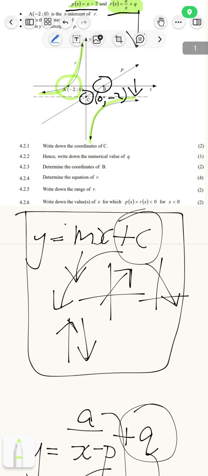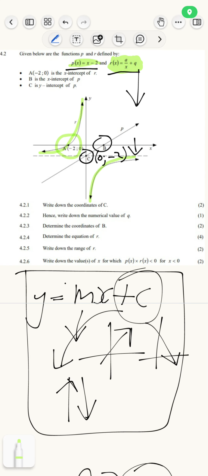Let's see, what do we still need to do? Write down the range. Right, so what is range? I think in the previous video we spoke about domain. Range is all possible y values.